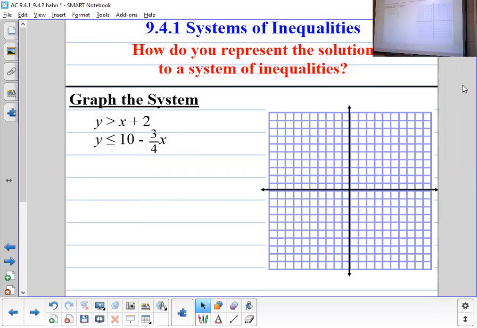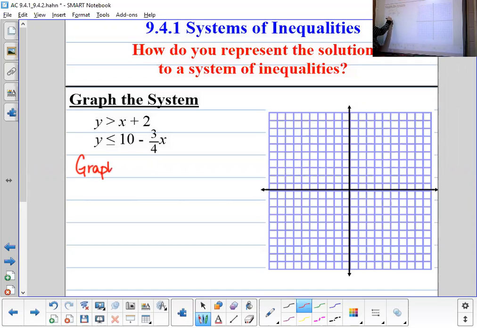Okay, so we are going to graph the system of inequalities. Y is greater than x plus 2, and y is less than or equal to 10 minus 3/4 x. First thing that I'm going to do is graph y is greater than x plus 2.